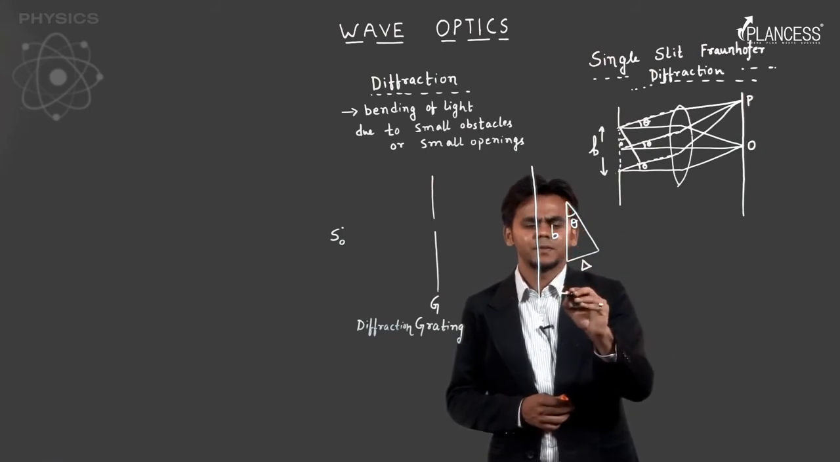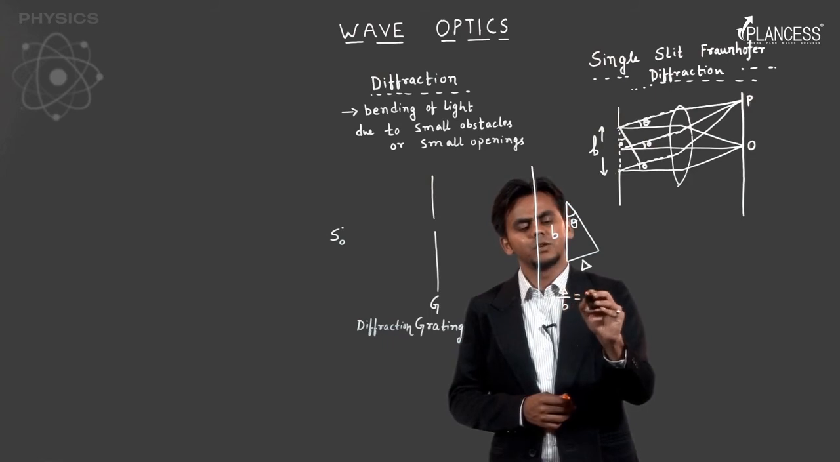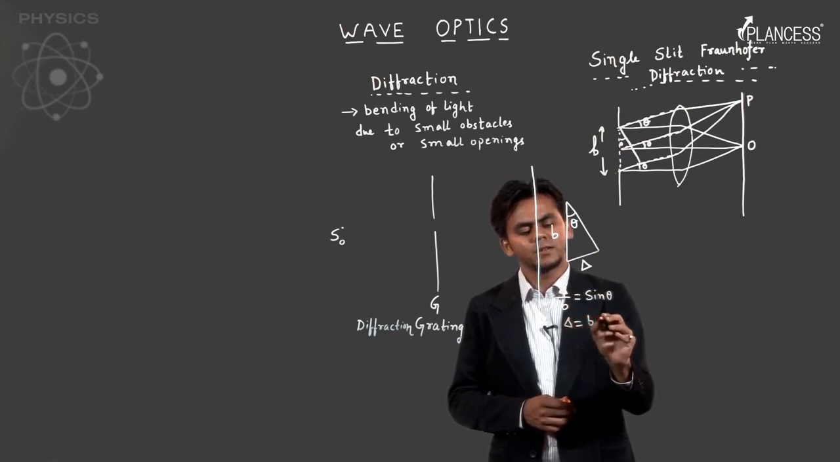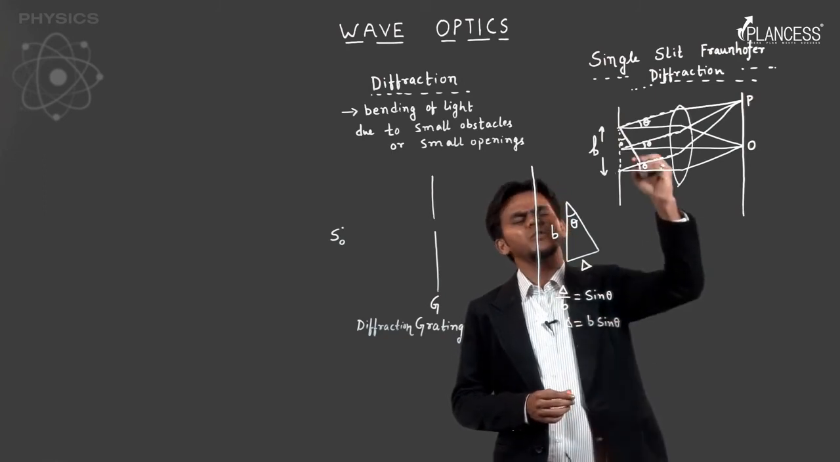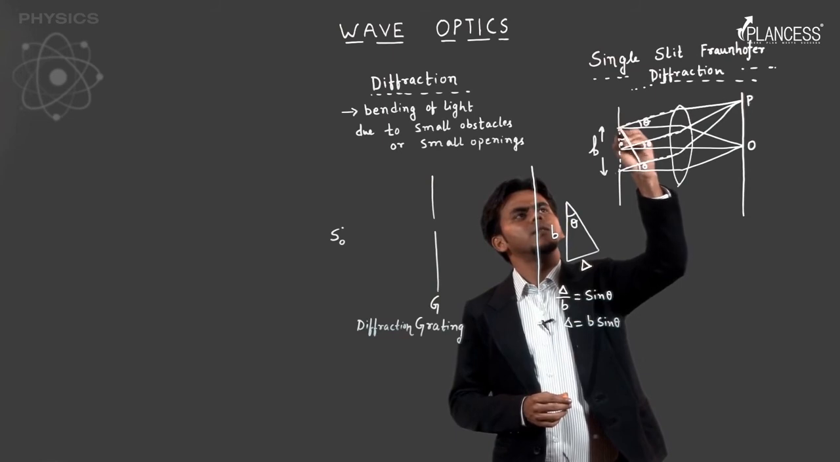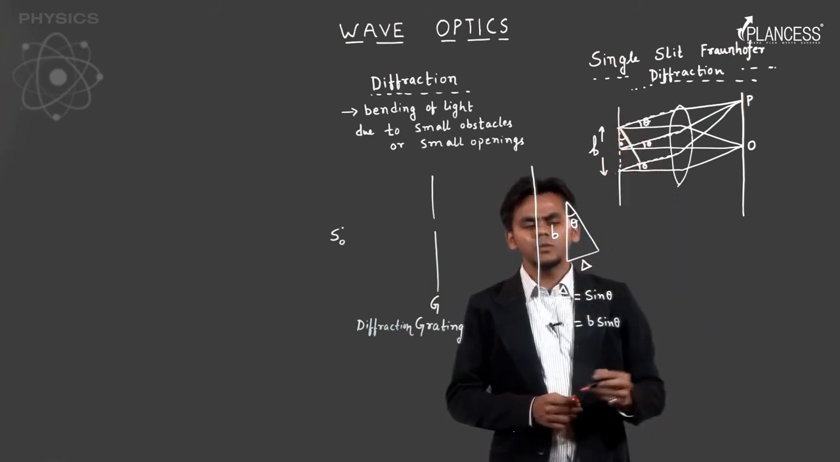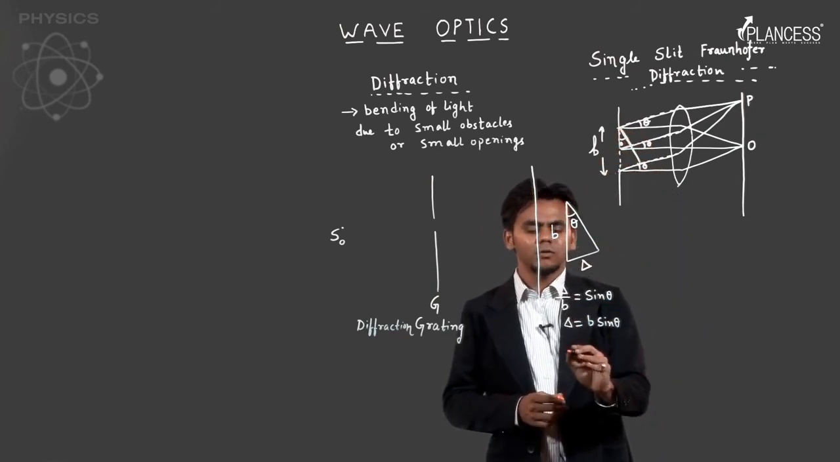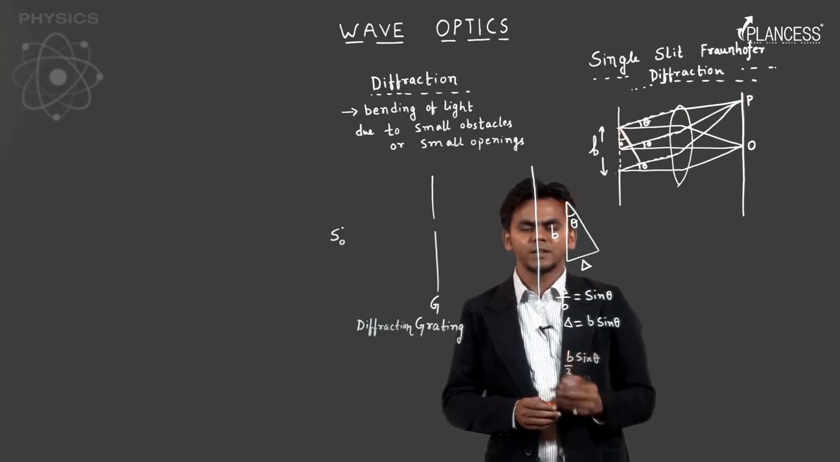Very easy. Delta by B is equal to sine theta. So delta is equal to B sine theta. Now, if I were to calculate delta for this smaller triangle, this one now, then this would become B by 2. So the smaller would have B sine theta by 2, or B by 2 sine theta.